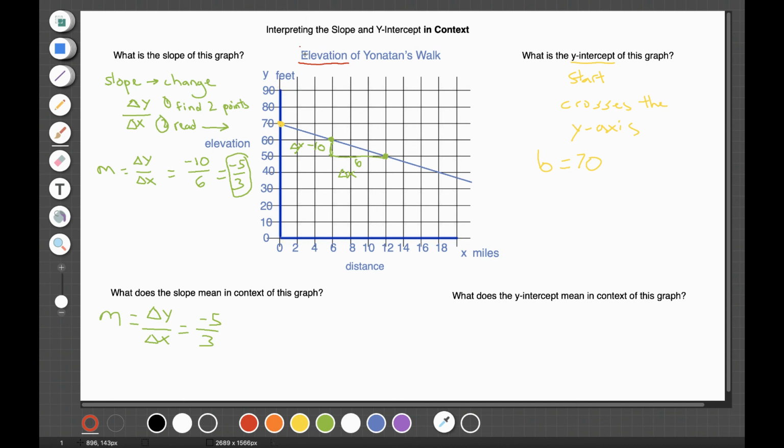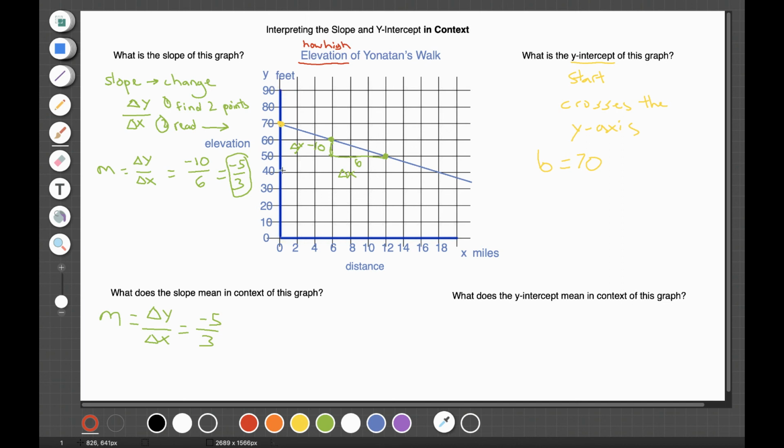So let's talk about elevation. It's literally just a measurement of height. So it's really like how high, and it's really like how high above sea level. So where the ocean is, that's where they compare it to or measure it from. But elevation is just how high you are, okay? So how high Jonathan was on his walk.